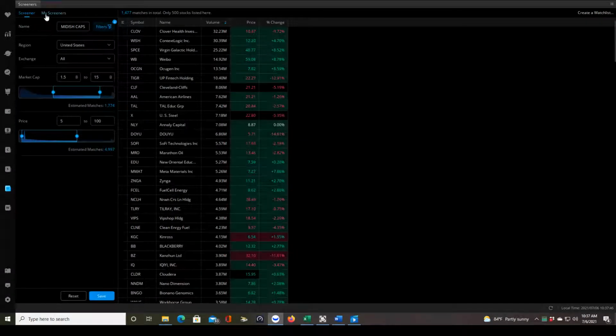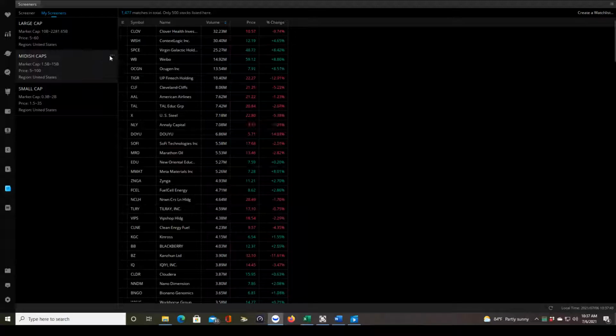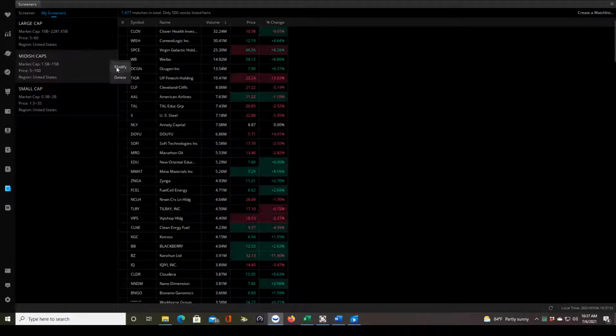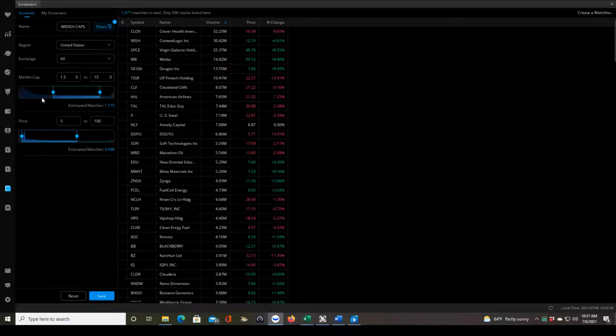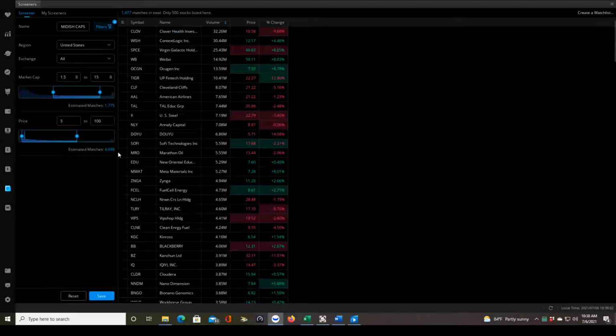I'll show you how I find the stock. So I'm looking at my mid-ish cap screener, and you have to always click that three buttons and click modify, otherwise your filters will not be applied. And these are my filters, and this is why I call it the mid-ish cap screener, because the normal mid-cap range is 2 billion to 10 billion.